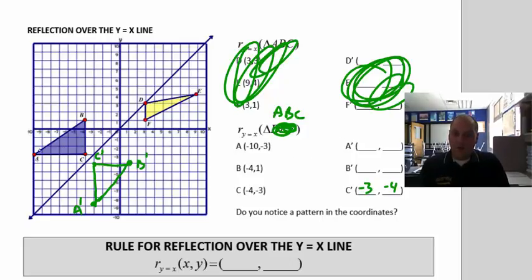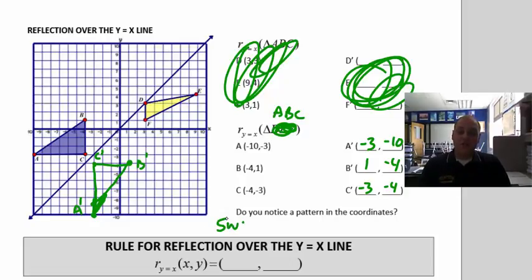All right. A was at (-10, -3). Now it's at (-3, -10). Oh, I must have miscounted. Had to go one more, sorry. Now it's at (-3, -10). And B was at (-4, 1), and now it's at (1, -4). Okay, (1, -4). So if you look at the pattern, (-10, -3) became (-3, -10). (-4, 1) became (1, -4). All that happened is they switched around.